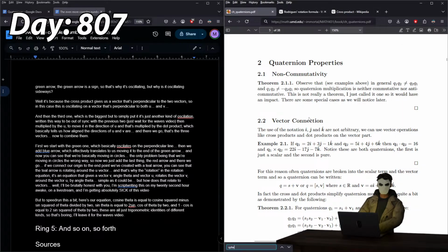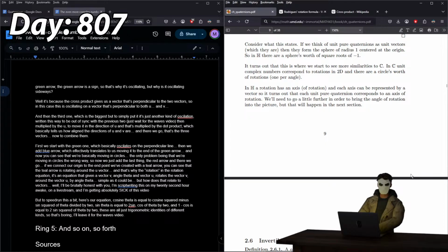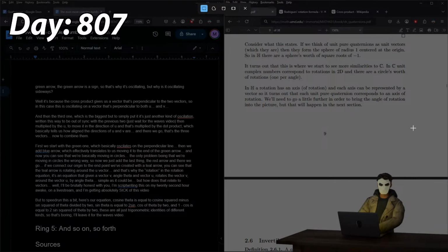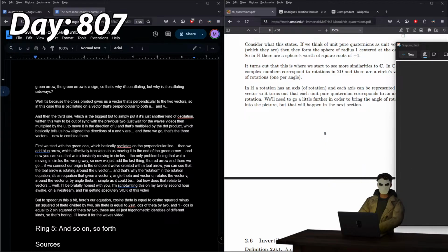So another was sphere. Sphere's worth of square roots, and 1 plus 1 equals 1. All of them are bangers. All of them are certified zingers.